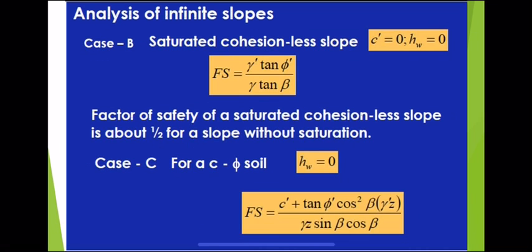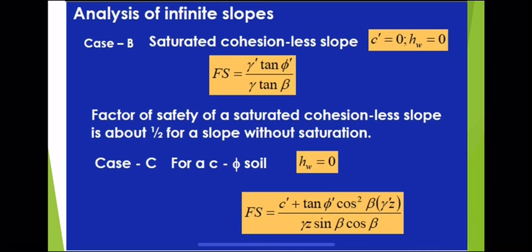The case B, saturated cohesionless slope. We are taking c dash equal to 0 and hw equal to 0. By substituting these values in the factor of safety formula, we are going to get factor of safety equal to gamma dash tan phi dash by gamma tan beta. Factor of safety of a saturated cohesionless slope is about half that of a slope without saturation.